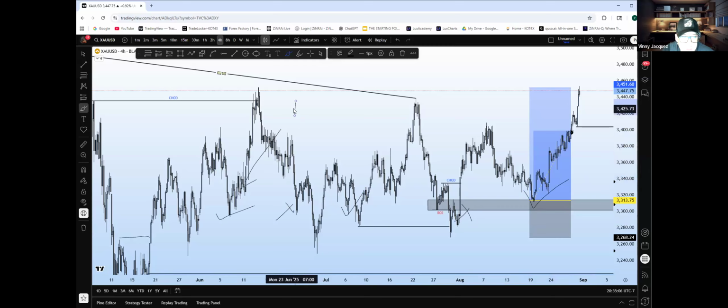That was +3. The next one was -1, which gives us +2. We won the next one, +3, which is +5. The next one was a loss. Oh, sorry, -1. So now we're at +4. Next one was a win, +3. 5, 6, 7. We are sitting at +7%.